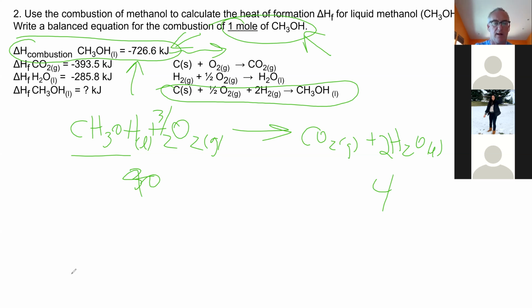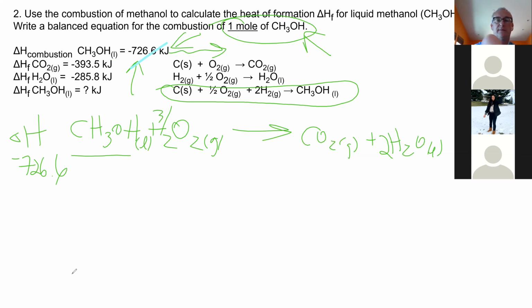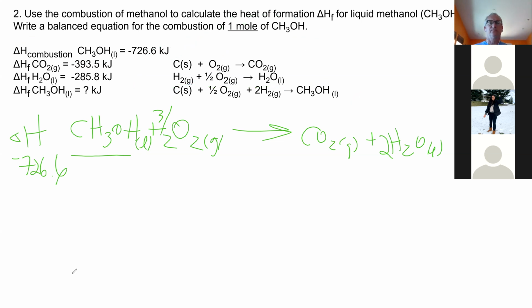So we know from this reaction, our delta H is minus 726.6. Okay, so there's 2 ways to approach this question. We can treat it as a Hess's law question and look for our reactants and our products.